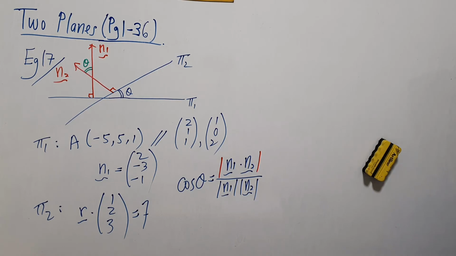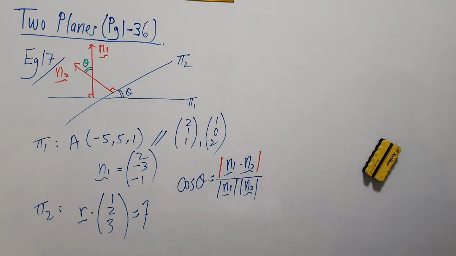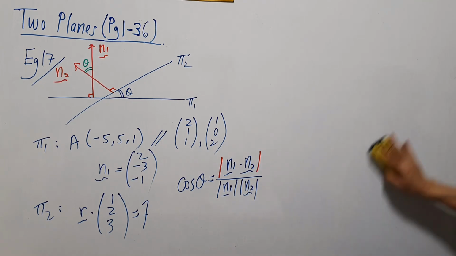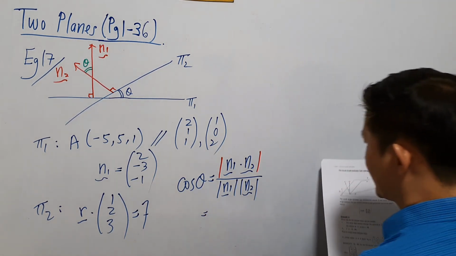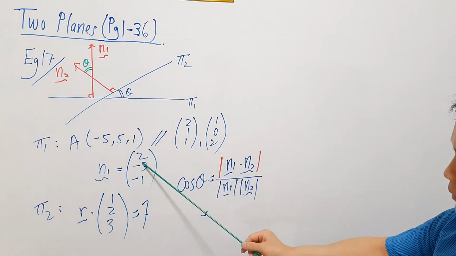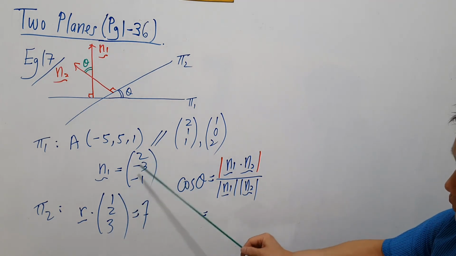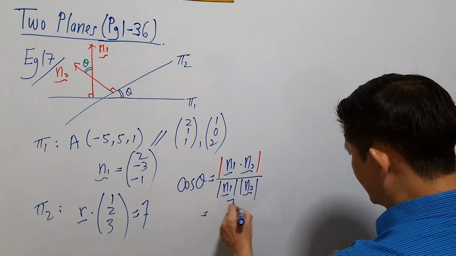So for that reason, you want to put a modulus here to make sure that you're finding the acute angle. So that's very important, right? We only want to find the acute angle between two planes. As I said, by default, the angle between two planes must be the acute angle between them. So this gives me, what is n1? This is n1, and obviously this is n2. Dot product these two, what do you get? 2 minus 6 is minus 4. Minus 4 minus 3 is minus 7. And then because of the modulus it becomes 7.